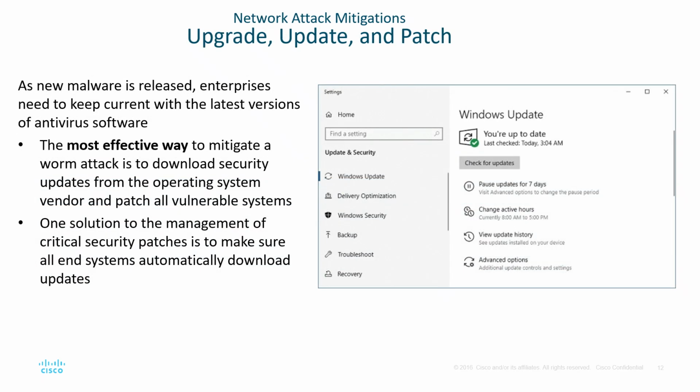Now, as new malware is released, enterprises need to keep current with the latest versions of antivirus malware. The most effective way to do this, again, is to download security updates from the operating system. CCRI does this every Tuesday night at 11 p.m. All of the computers on campuses shut down, updates are pushed out, and then they are restarted and relocked. One solution to the management of critical security patches is to make sure all end systems automatically download updates.